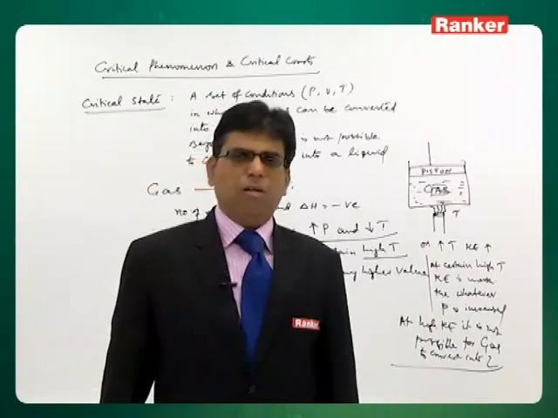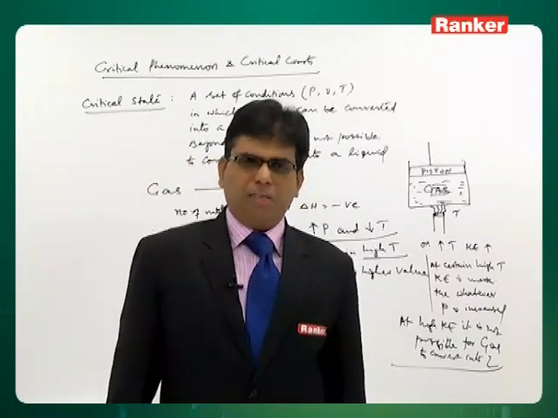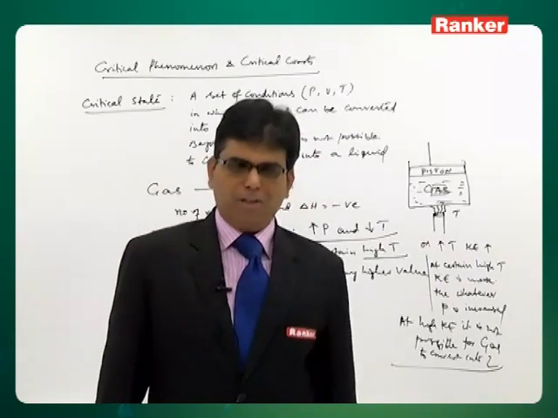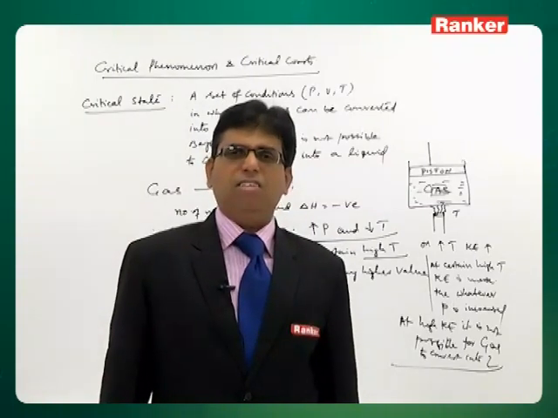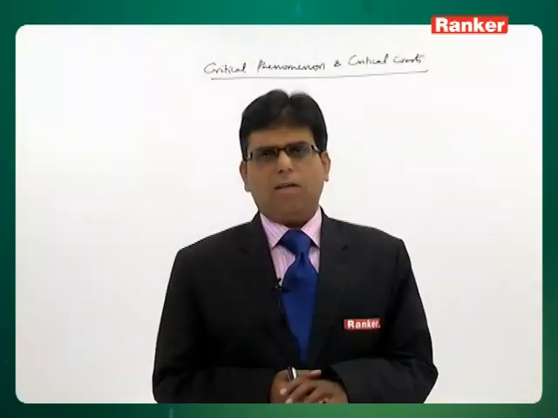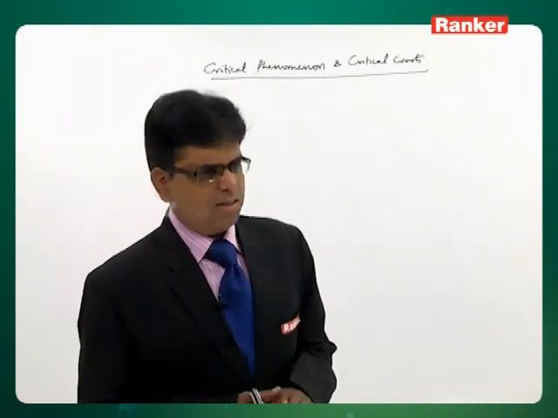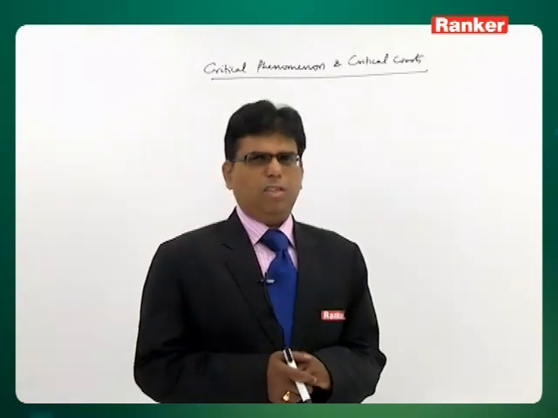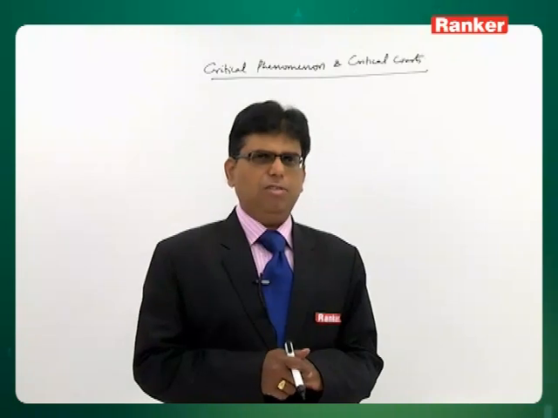We represent it with the symbol Tc. Similarly, the pressure exerted by a gas at the critical temperature is what is called critical pressure. Of course, the volume of a gas at its critical temperature and pressure conditions is critical volume. So, as we have discussed, the critical state is the set of conditions beyond which a gas cannot be converted into a liquid, right.